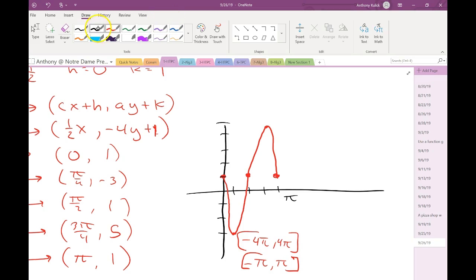So if I wanted to keep going, where do I go next from here? Right? I just keep doing the pattern over and over and over again, right?